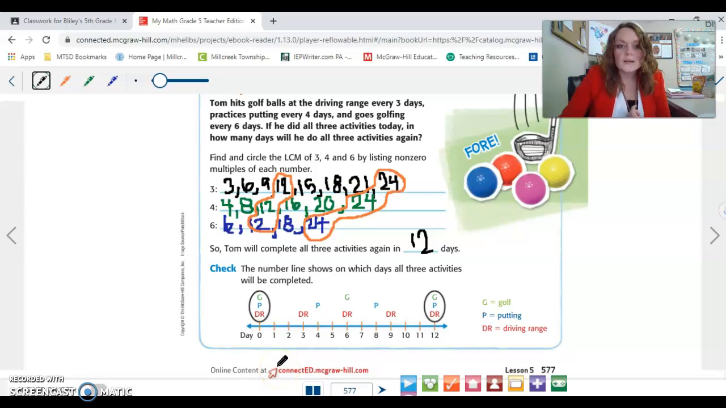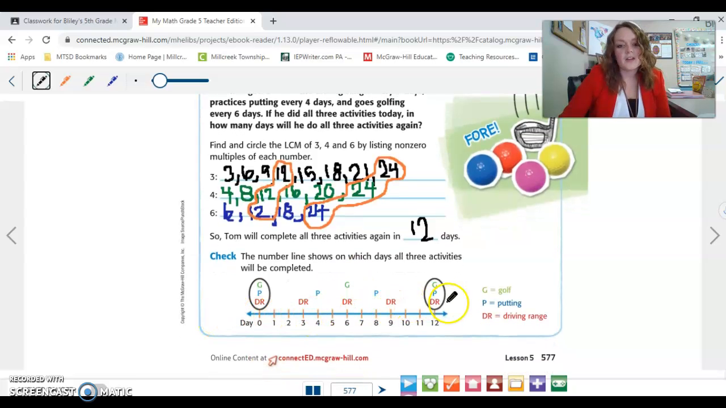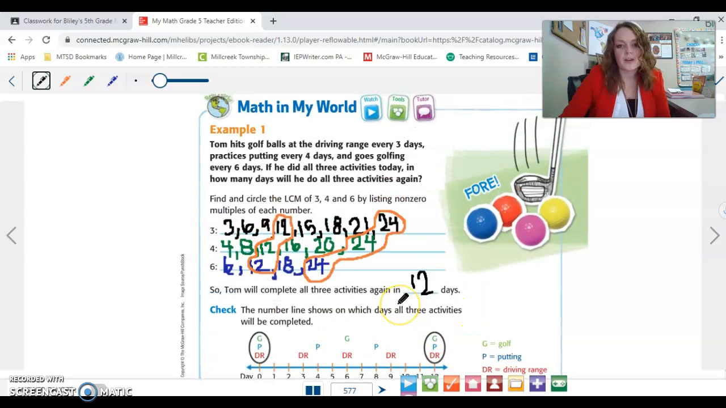putt, drive, and golf. So if you look down here, they checked it for us. 12 is the right answer. This is when he will have the opportunity to do all those things again.